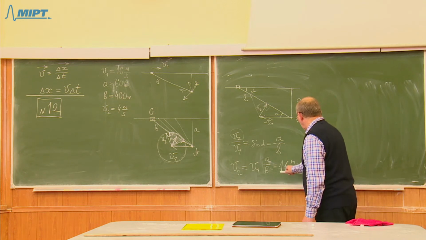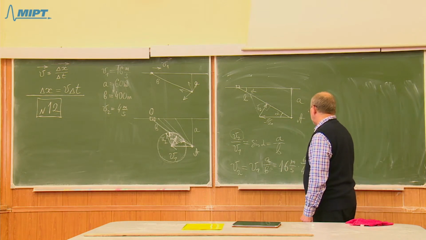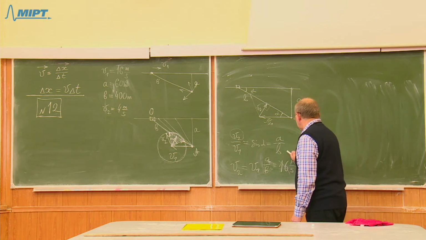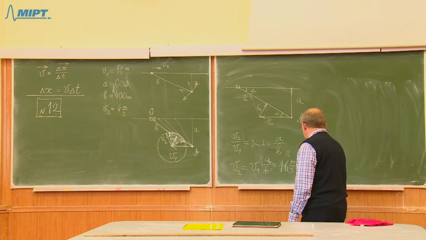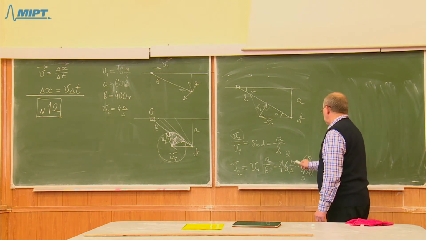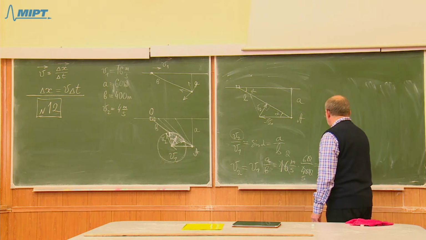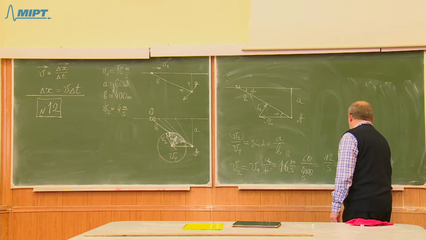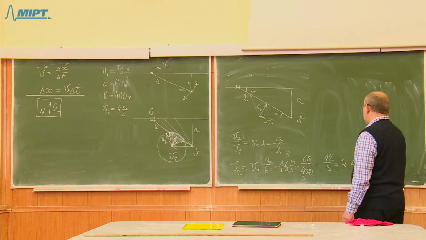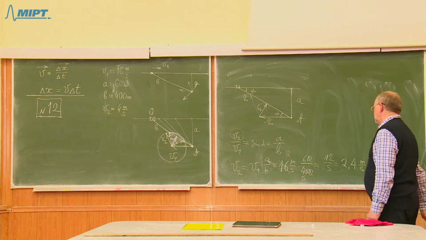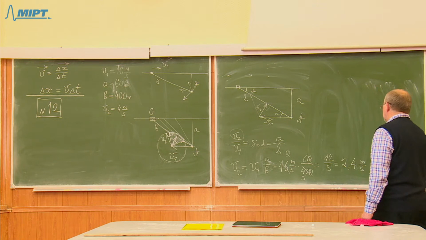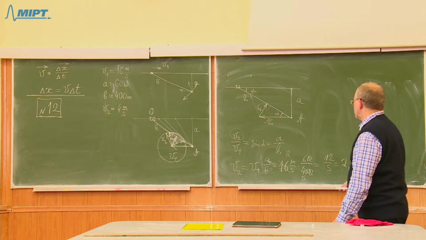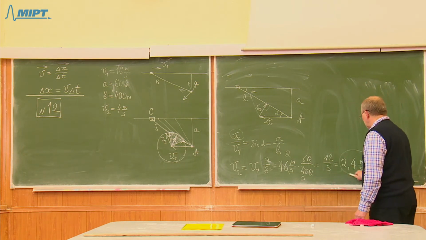We can divide by 4. It will be 10, and 4 we can divide by 8. Then that will give you 2, and that will give you 5. So that will be 2 times 6, 12, divided by 5. That will be 2.4 meters per second, something like that. That will be the minimum possible velocity.